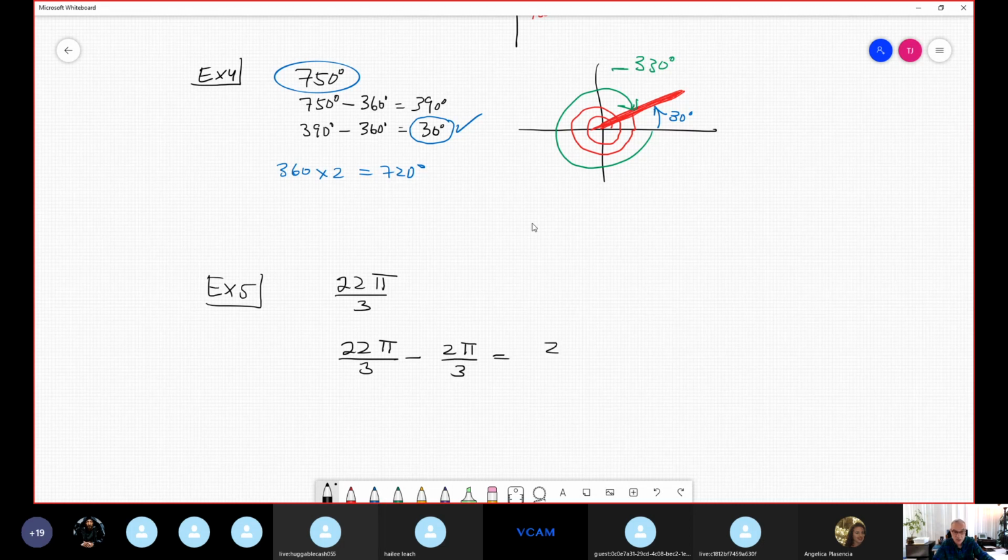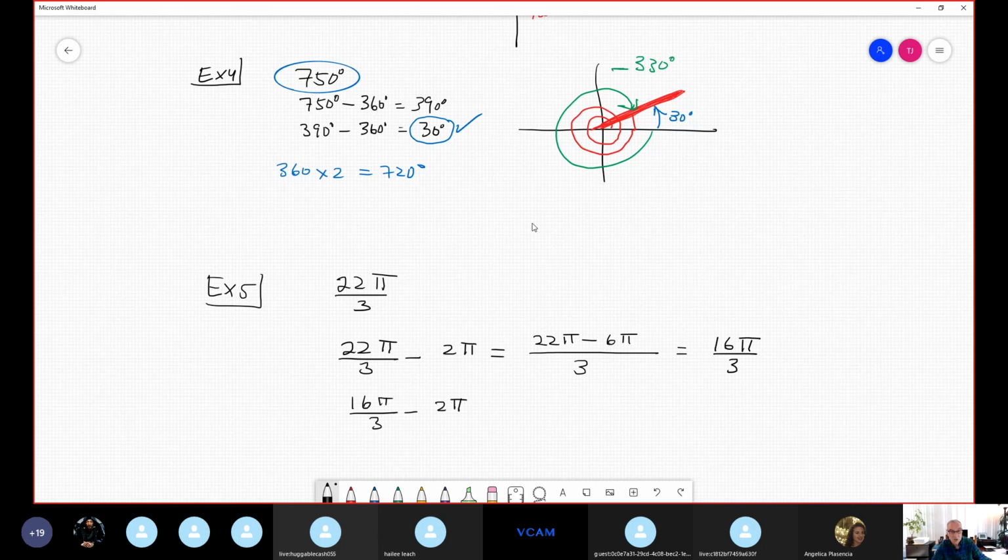So it's obvious that it's 20 pi over 3, no? 22 minus 2 is 20 pi over 3. 2 pi, sorry. Hello, this is wrong. You subtract 2 pi. If you subtract 2 pi, the least common denominator is 3. It's 22 pi minus 6 pi, and 22 minus 6 is 16 pi over 3. And now you're subtracting again 2 pi.